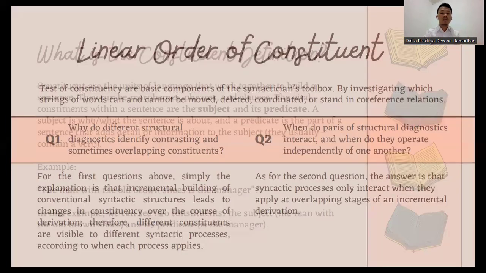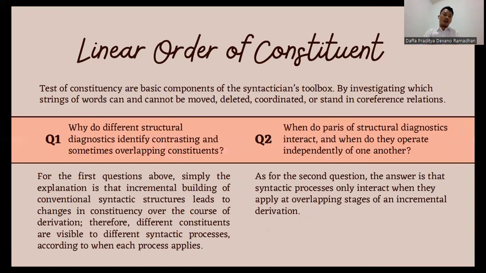Okay, next. So, linear order of constituent. What is linear order of constituent? So, it's basically the tests of constituency, which are basic components of the syntactician's toolbox, by investigating which strings of words can and cannot be moved, deleted, or coordinated, or stand in a coreference relation. So there are two questions raised just by these definitions.